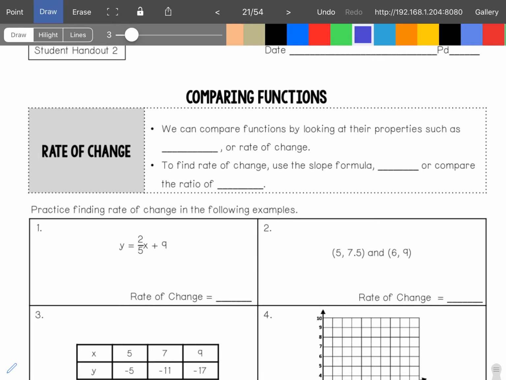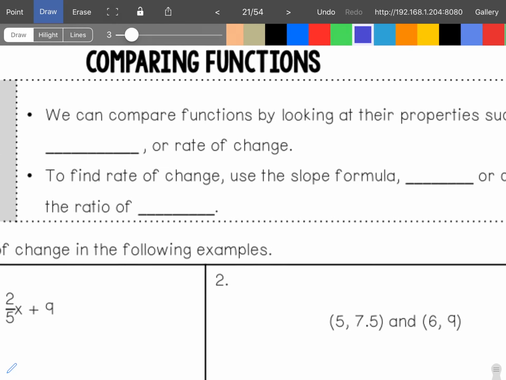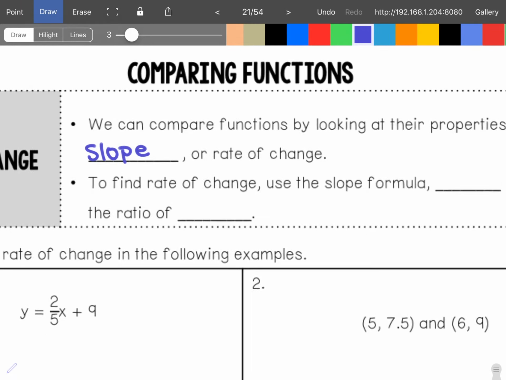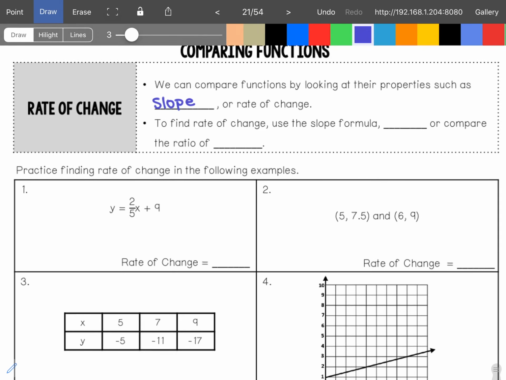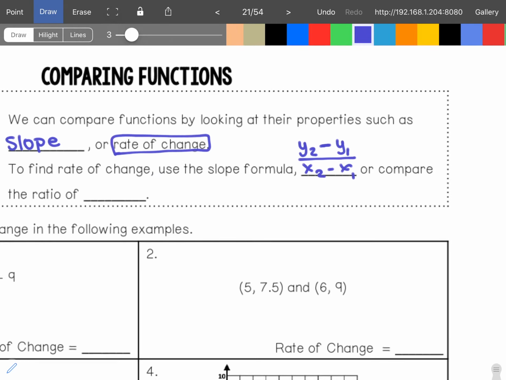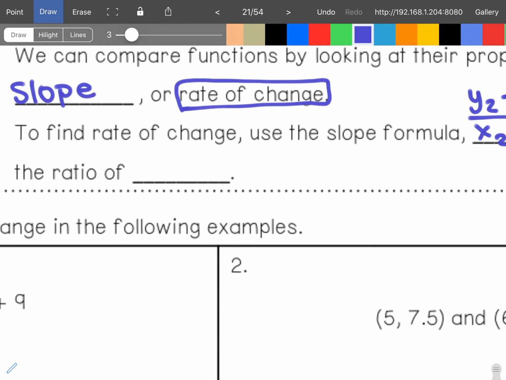We can compare functions by looking at their properties, such as slope or rate of change. Remember, rate of change and slope mean the same thing. To find the rate of change, use the slope formula. If we recall, the slope formula is y sub 2 minus y sub 1 divided by x sub 2 minus x sub 1. Or we can think of it as comparing the ratio of rise over run, rise divided by the run.